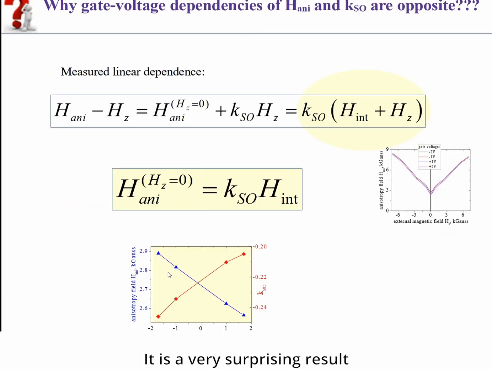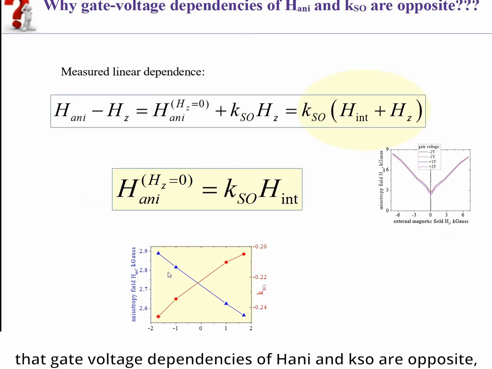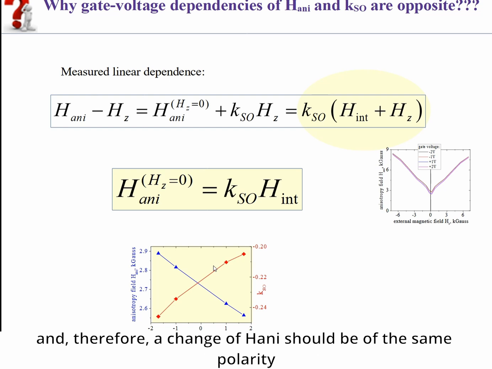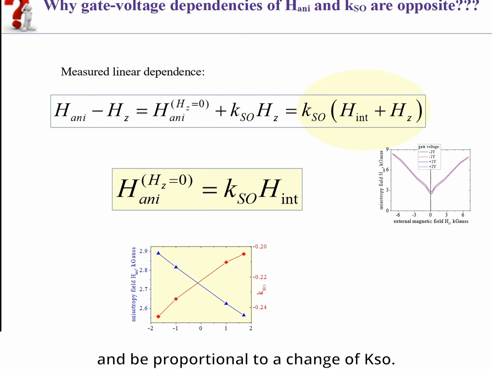It is a very surprising result that the gate voltage dependencies of anisotropy field and coefficient of spin-orbit interaction are opposite, because anisotropy field is linearly proportional to coefficient of spin-orbit interaction, and therefore a change of anisotropy field should be of the same polarity and be proportional to the change of coefficient of spin-orbit interaction.